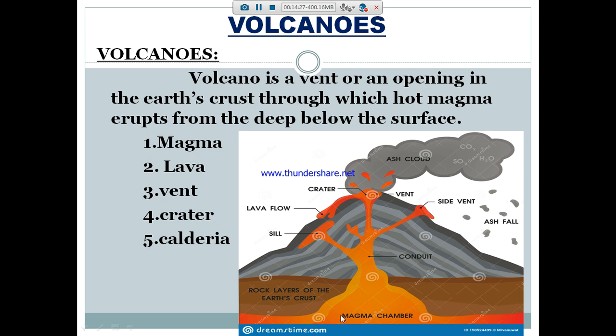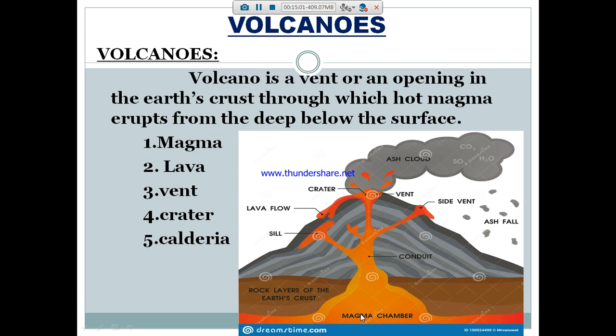It is not in liquid format and not in solid format. Moreover, it is a combination of liquid and solid. In Tamil we say it as Thee Kulambu. That is magma. In the crust there will be some magma chambers. The molten rock material within the earth's crust together with the gases is called magma.